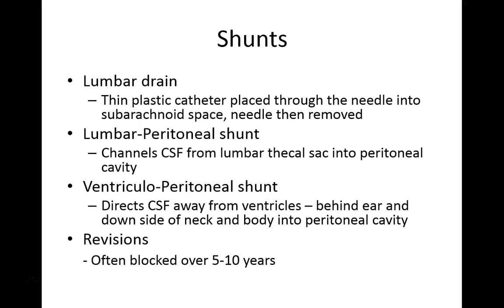And then a VP shunt, so a ventricular peritoneal shunt. This will direct the CSF away from the ventricles, so it goes down behind the ear. You can feel it in people's necks. So this is what I think this lady's had. I haven't actually seen her since. And then it goes down the side of the neck and into the peritoneal cavity. So this will be if there's too much CSF in the brain and the spinal cord within the ventricles. It can lead to a build-up of fluid that needs to be diverted away. So if there's a blockage, as we said, within that circulation system.